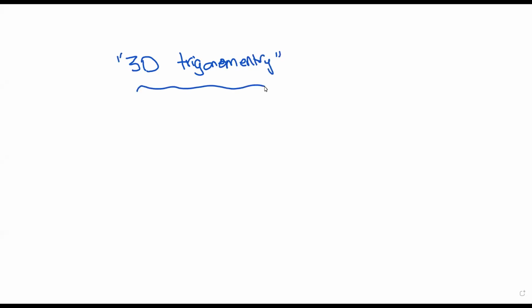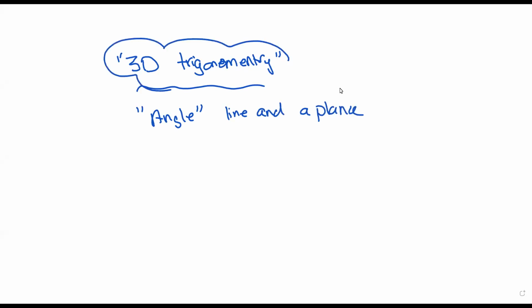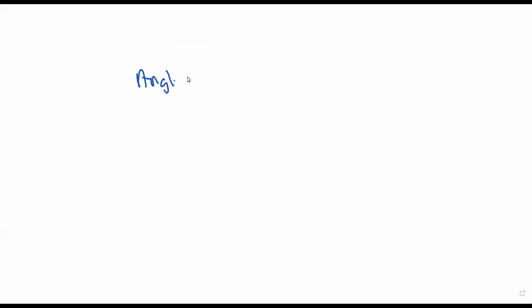Or you can just call it how to find an angle between a line and a plane. And I would rather call this 3D trigonometry. Now, before we get into the examples, we need to just remember what are the components of any angle.